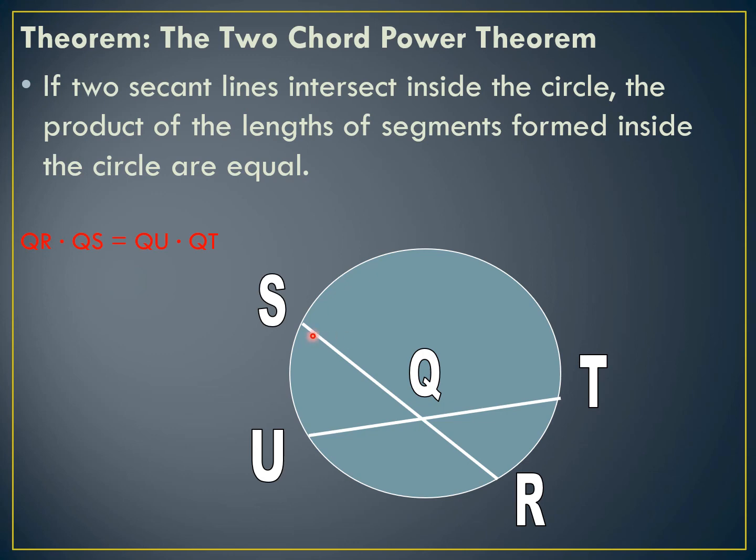So, ibig sabihin, since si chord SR tsaka si chord UT ay nag-intersect inside the circle at point Q, ibig sabihin, yung product ni QR at saka ni QS, pag minultiply daw si QR and QS is equal to the product of QU and QT. Again, pag minultiply natin yung QR times QS equals dun sa product ni QT times QU. This is the two-chord power theorem.